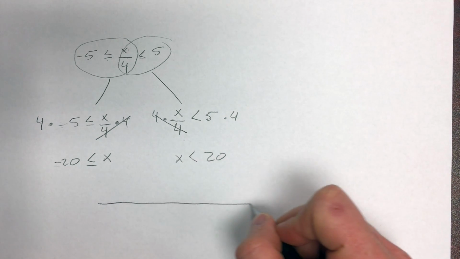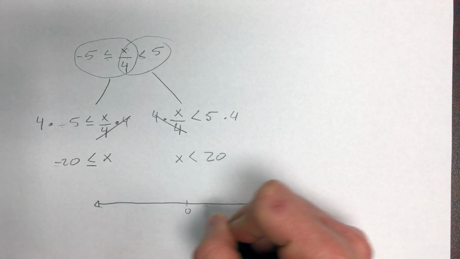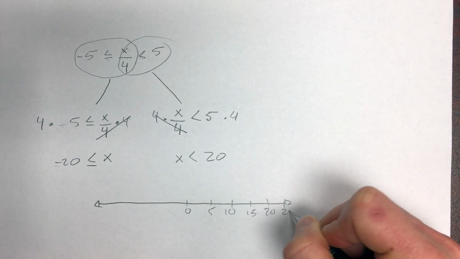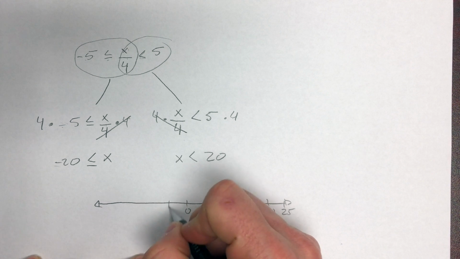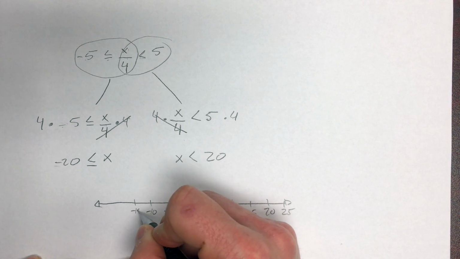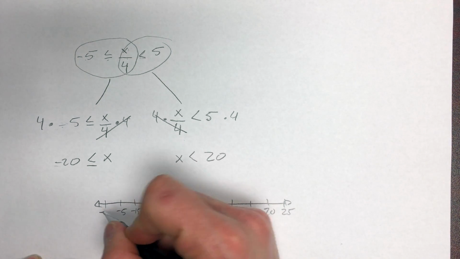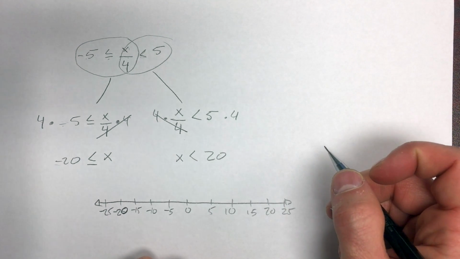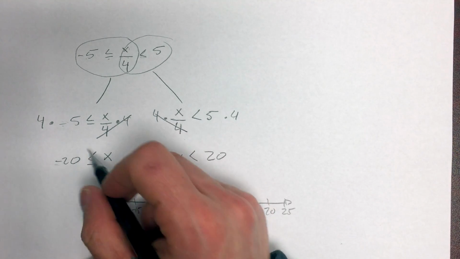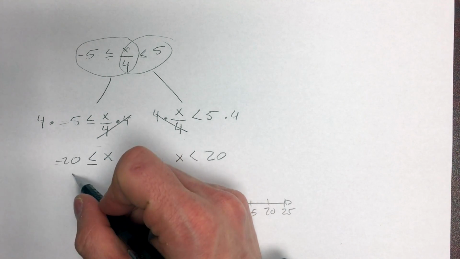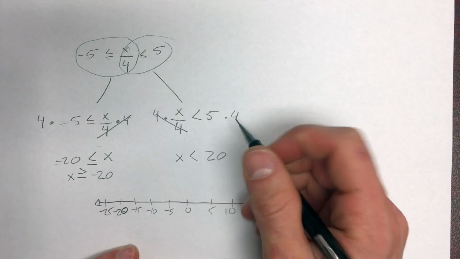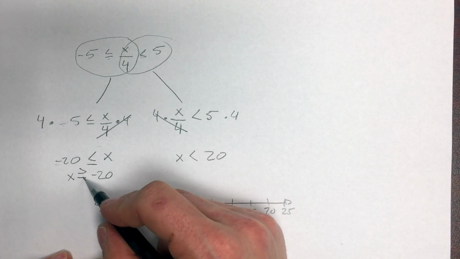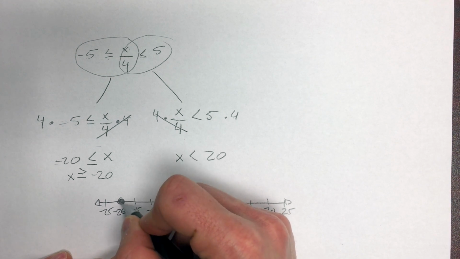Okay, and I'm going to count by 5's on this number line, and I'm going to say 0, 5, 10, 15, 20, 25, and then negative 5, negative 10, negative 15, negative 20, negative 25. Okay, so again, the x is not first in this inequality, so I'm going to flip it, and I'm going to say x is greater than or equal to negative 20. So I'm going to put a circle around negative 20, and I'm going to fill it in because x could be negative 20.